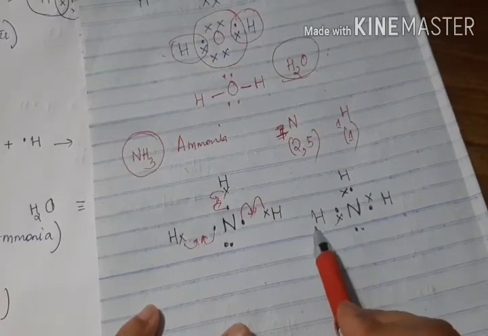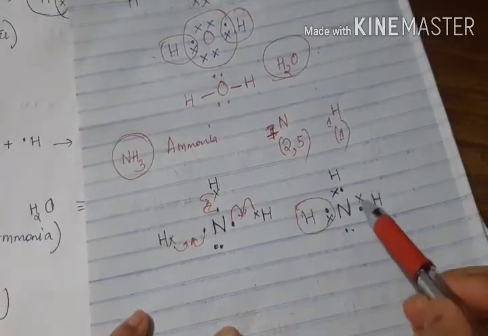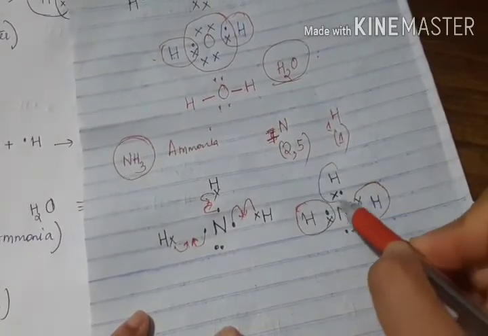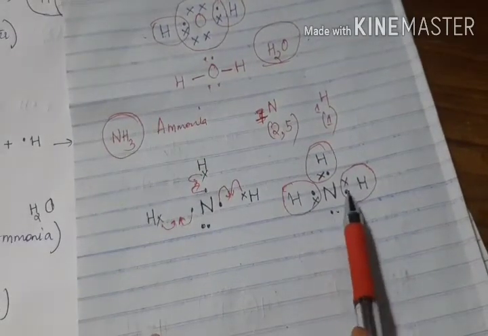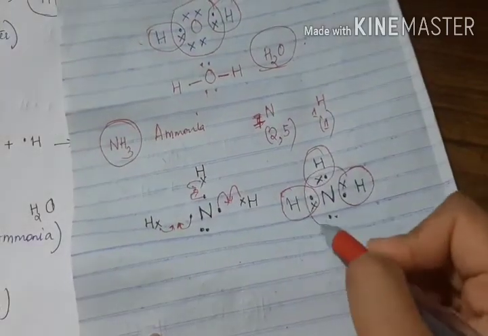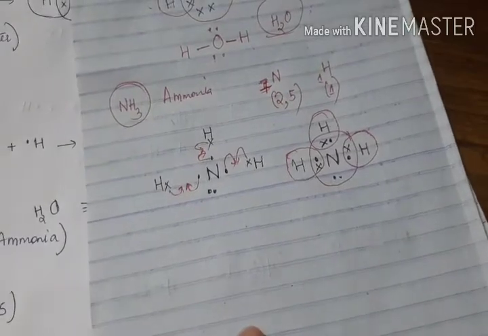Now let's count. Hydrogen, 1, 2. Second hydrogen, 1, 2. Third hydrogen, 1, 2. Then finally, nitrogen. Let's count. 1, 2, 3, 4, 5, 6, 7, and 8. So this is what we get.